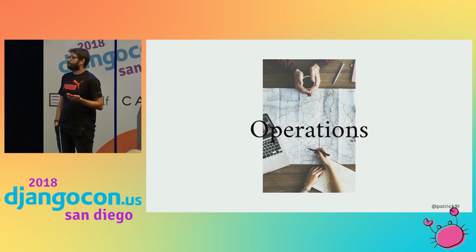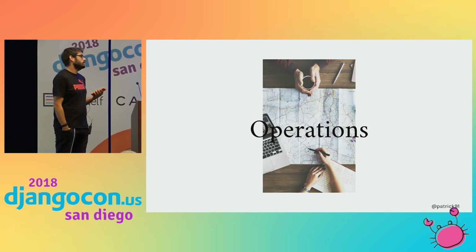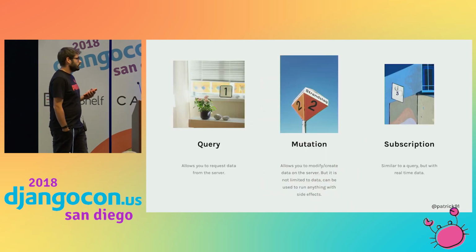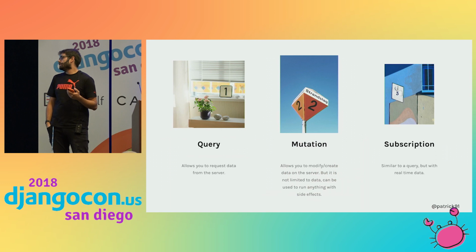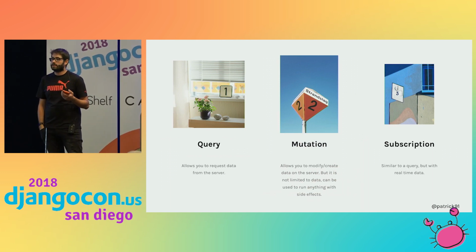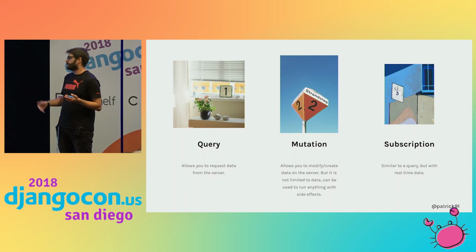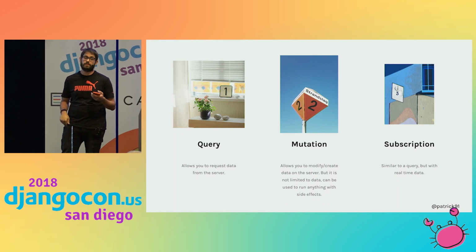So far I've only shown you how to do queries. Of course, we want to do multiple operations. In GraphQL, you have three main operations, which are query, mutation, and subscription. Queries allow you to get data from the backend. Mutations allow you to do any operation with side effects, like creating data or sending emails. And then you have subscriptions, which allow you to subscribe to events on the server, for example, when something changes.